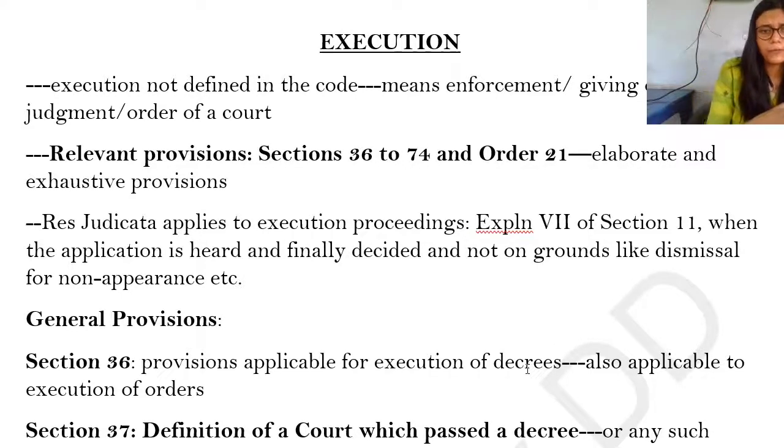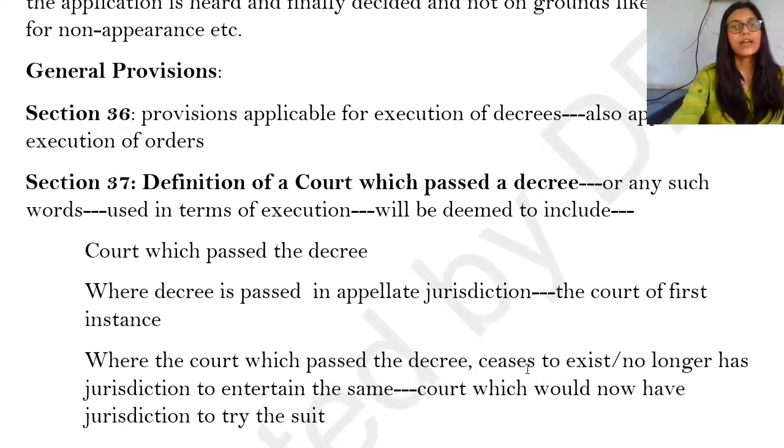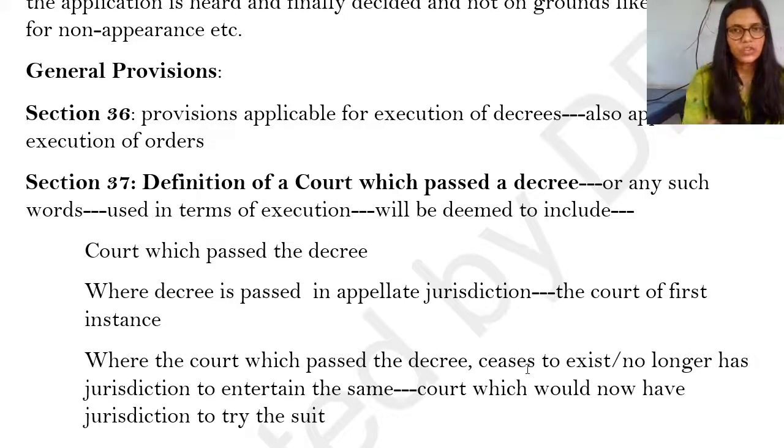So one of the general provisions here is section 36. It says that whatever procedure is applicable for execution of decrees will be applicable for orders. Very simple, that is section 36. Now section 37 is defining a court which has passed a decree. Whenever any such expression is used, it will be deemed to include firstly the court which passed the decree. If a decree was passed in the appellate jurisdiction, then the court of the first instance is taken as the court which passed the decree.